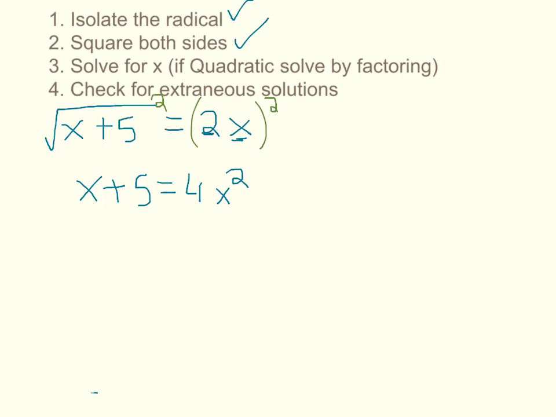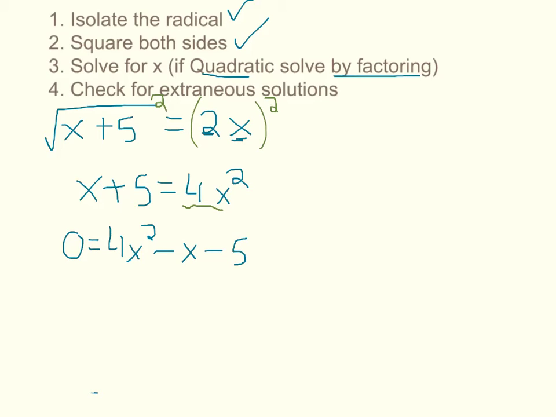Now we have a quadratic, so we have to solve by factoring, which means we have to set it equal to 0. When you're doing this, always try to keep the front number, the leading coefficient, positive. So I would never subtract -4 over. Instead, I'm going to move my x and my 5 to the right side. So 0 equals 4x squared minus x minus 5.